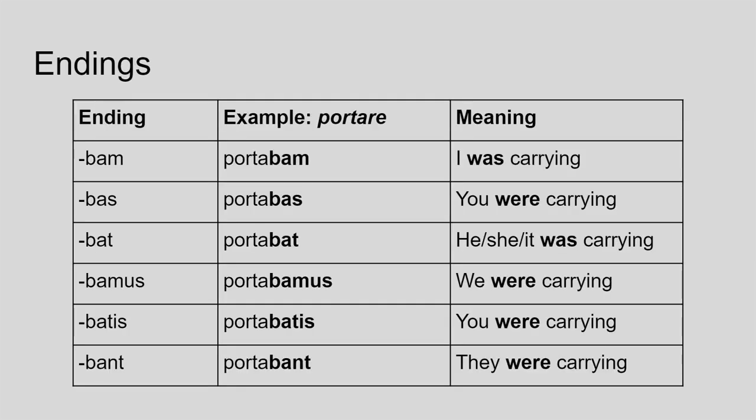These are the endings for the imperfect tense. See how they all have the BA just before the person ending. This is really important because some verbs have BA in their stem, but not before the person ending, so be careful. If BA is just before the person ending, so m, s, t, mus, tis, nt, that means that it is an imperfect verb.